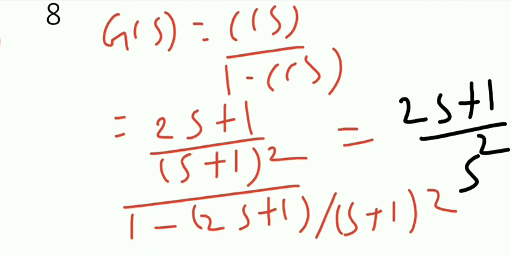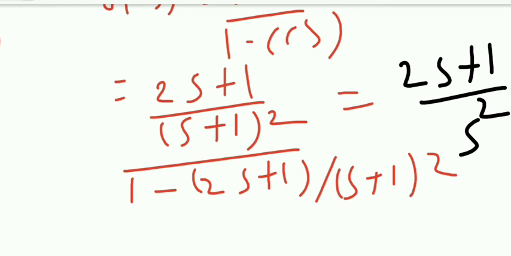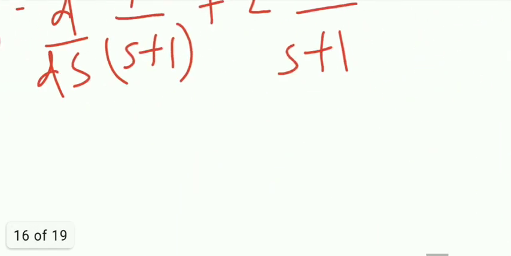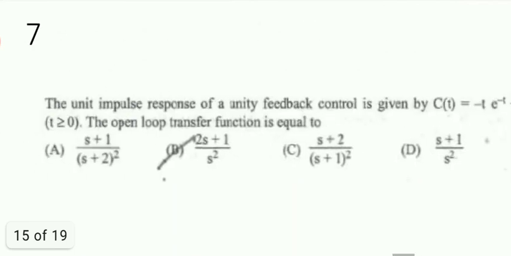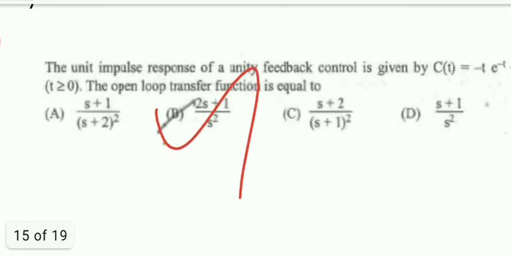This is our open loop transfer function g of s. So my answer is 2s plus 1 divided by s squared.